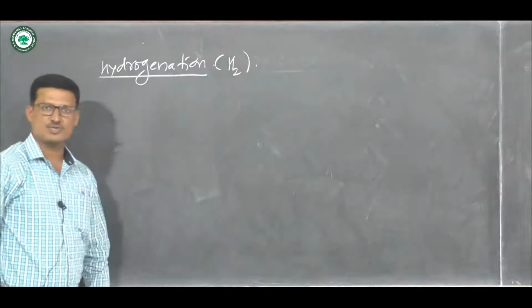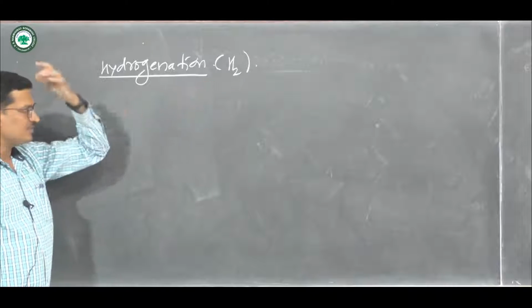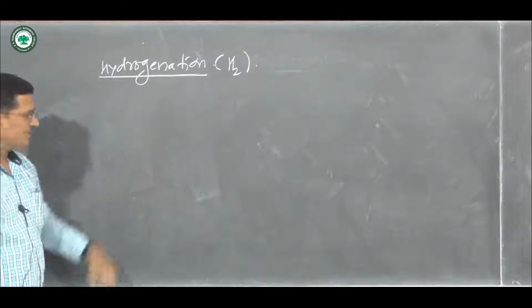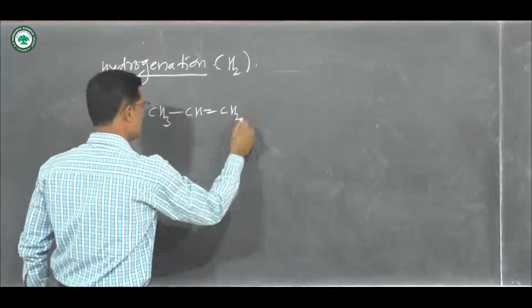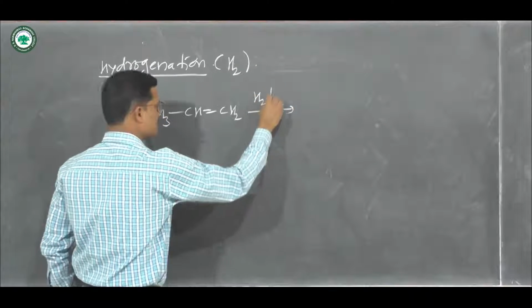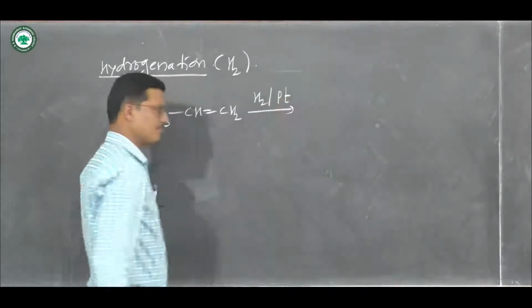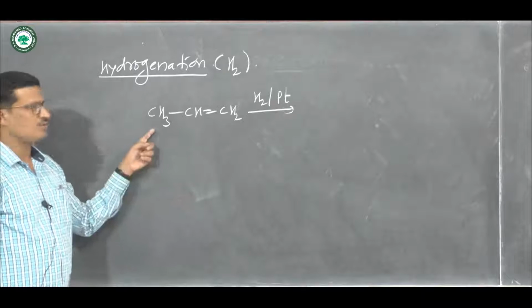Hydrogenation is nothing but the addition of H2 in presence of catalyst to the alkene. We take one simple example. This is the alkene. We add the H2 in presence of platinum. This is called the catalytic hydrogenation.